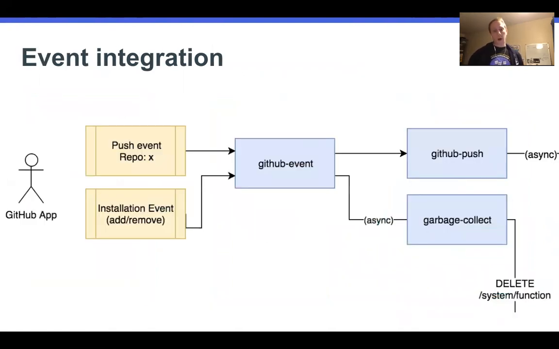How does this work? Well, when you look at this through the lens of GitHub, the way this works is there's either a push event or installation removed event. A push event simply means that we need to build your function, and that goes through to GitHub push. And a remove event goes to garbage collect, which calls the OpenFaaS API to delete those functions.